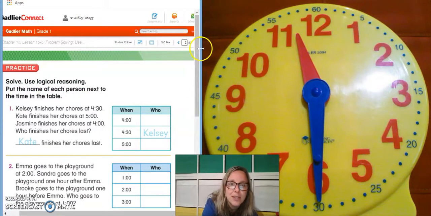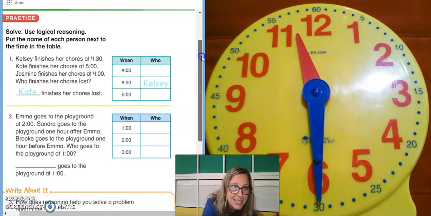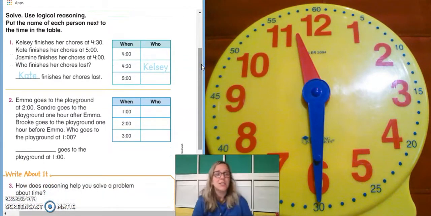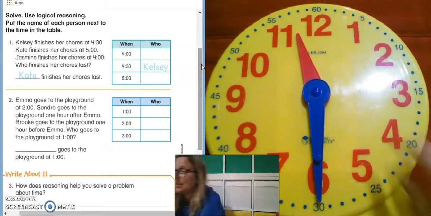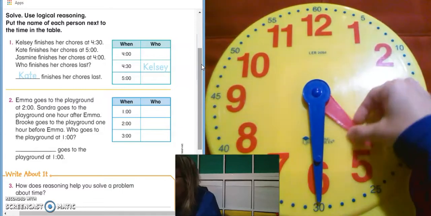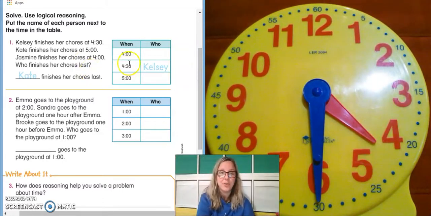And we'll look here at the top, the first practice question. It says, solve. Use logical reasoning. Put the name of each person next to their time on the table. Okay? So Kelsey finishes her chores at 4:30. So I'll make the clock say 4:30. All right, that's when Kelsey finishes her chores. And so at 4:30, they wrote Kelsey. So you can trace that.